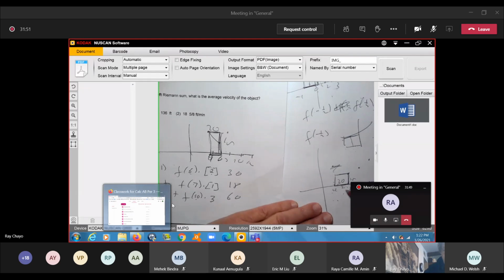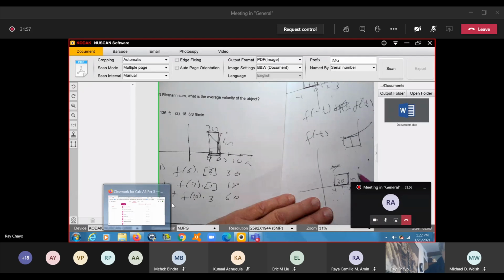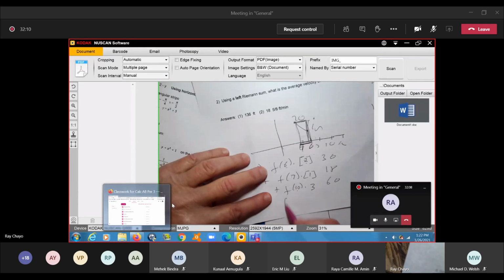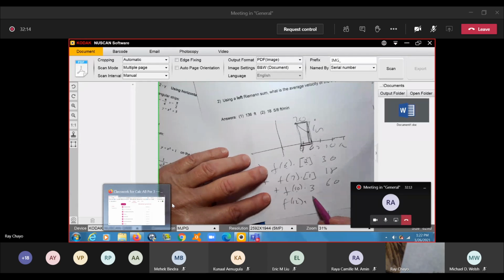Your second rectangle, you took the height at 7. The height at 7 was 18, and you made a rectangle. It looks like that. The next one, you took the height at 10, and you made a rectangle. And then you're doing right, you need one more. You need f of 12 times 2.